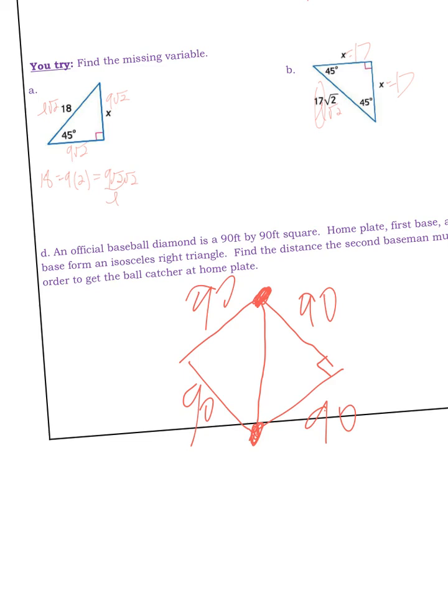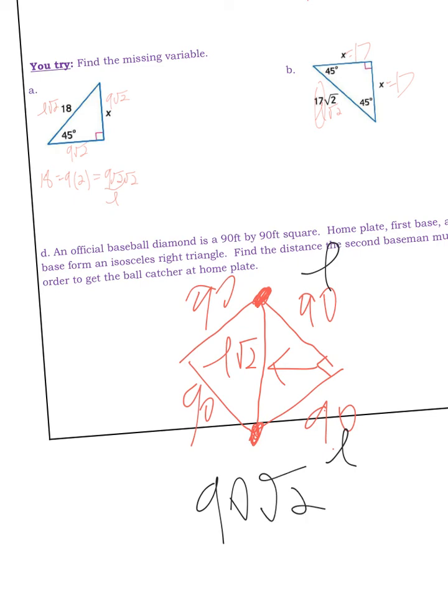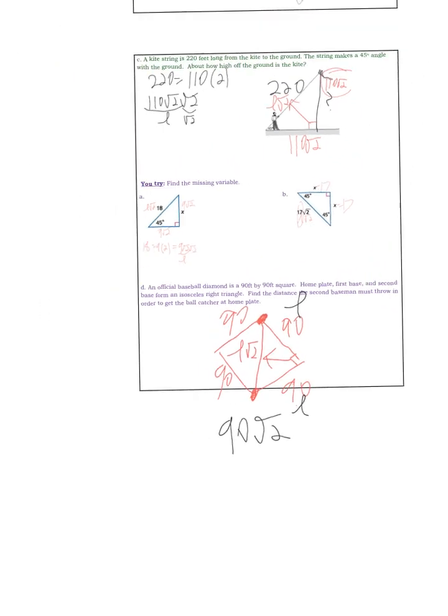So am I looking for the L side or the L square root 2? Well, I know these two are 90, so those must be L's. Also, it's opposite of the right angle, so I'm looking for L radical 2. Well, this is L, that's L. L radical 2 is just 90 radical 2. And that's it for 45, 45, 90 triangles, all right?